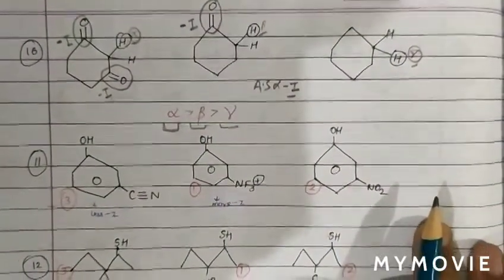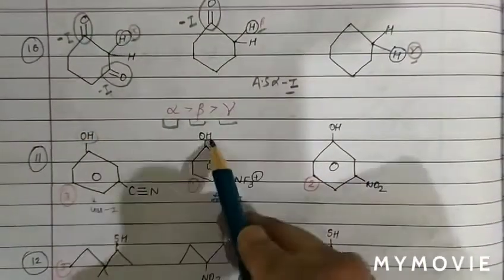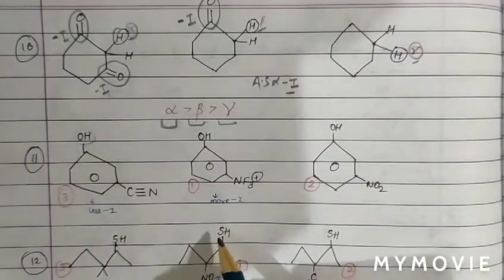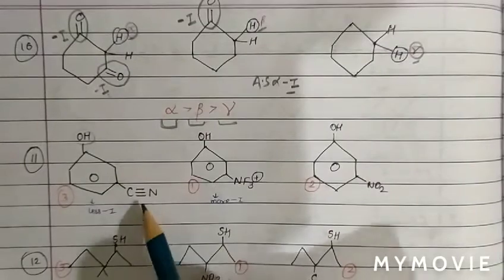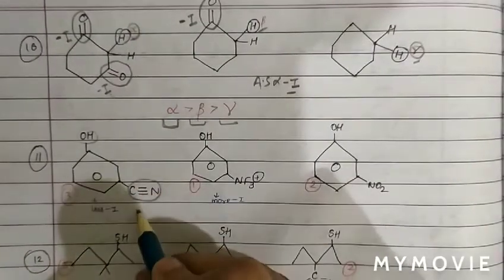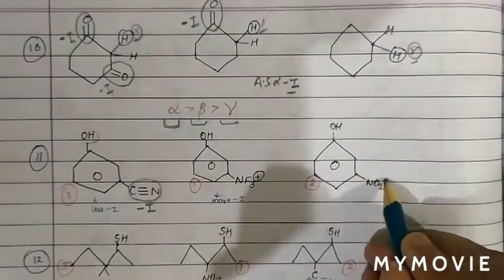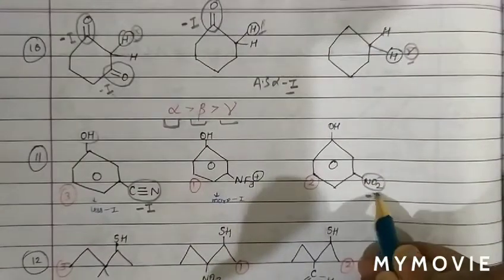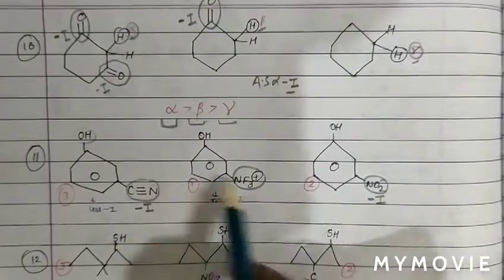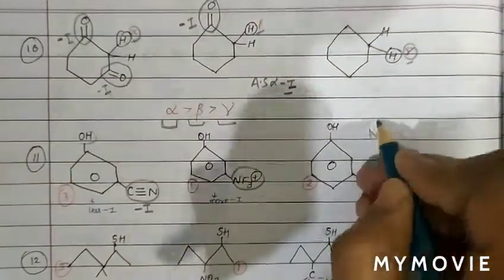The next question is again a comparison of acidic strength of the phenolic group OH, with respect to OH at positions 1, 2, 3. At the third position, the distance is the same. Now see the group effect. CN is basically a minus I effect, NO2 is also a minus I effect, and plus NF3 is also a minus I effect. And the order of minus I we have studied: plus NF3 has the strongest minus I.